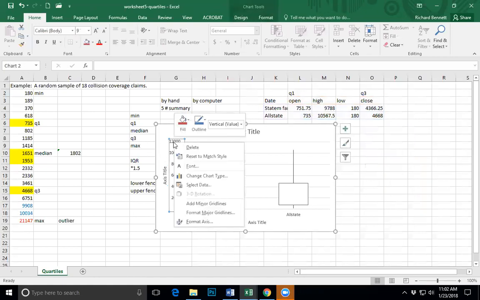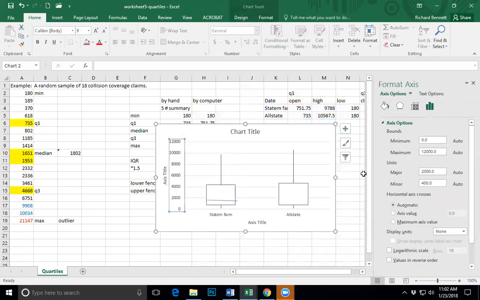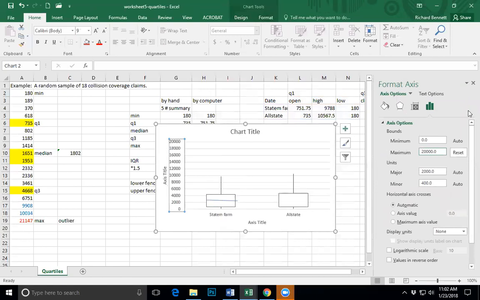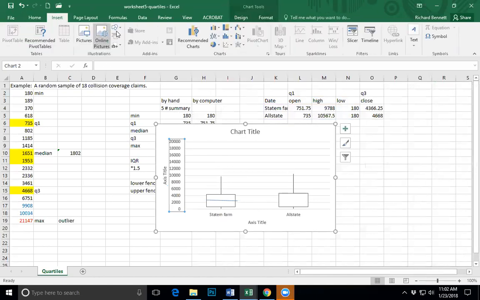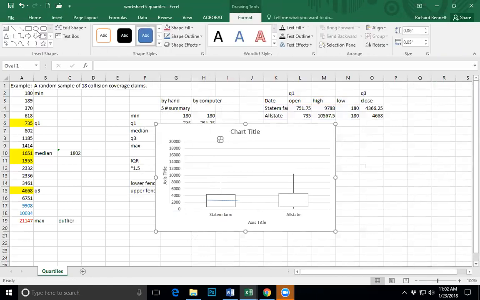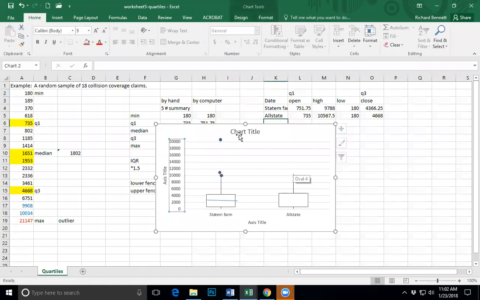And change your scale again, which I forgot to do. Format axis, change my scale. I'm going to change this to $20,000 so that I can add on my outliers here. Insert, shapes, circle, draw this here, draw another circle here, and another circle here, and another circle here. No, that's in the wrong place. This one goes here. Okay?